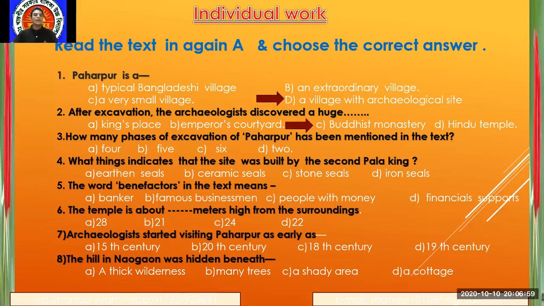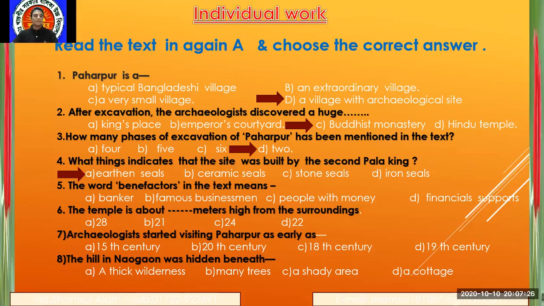Number 3. How many phases of excavation of Paharpur has been mentioned in the text? A. 4, B. 5, C. 6, D. 2. The answer is 2. Number 4. What things indicate that the site was built by the second Pala king? A. Earthen palace, ceramic seals, stone seals, iron seals. So the answer is earthen seals.